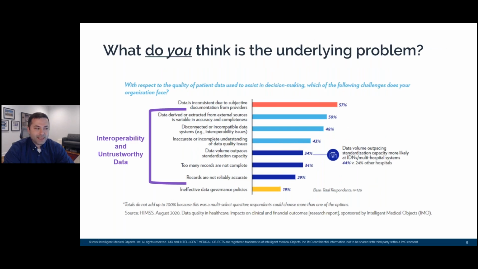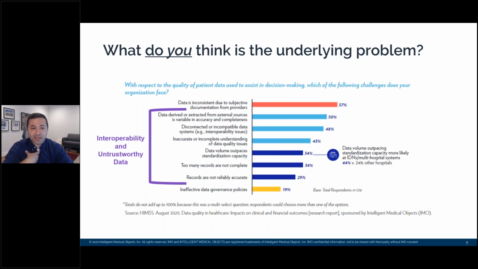However, as you look at what you think is the underlying problem of data quality, again, these are your answers, not IMO's. The interoperability and untrustworthiness of data was a key indicator in this whole section. Now, I'm going to come back to this top part about data inconsistency due to subjective documentation in later parts of today's presentation. But we'll focus on how, as data is flowing through the ecosystem or as organizations are trying to manage that data, it becomes less viable, less succinct over time.